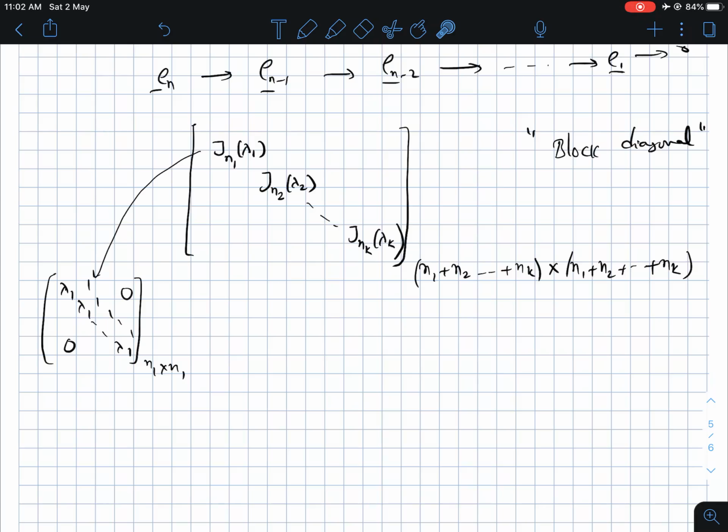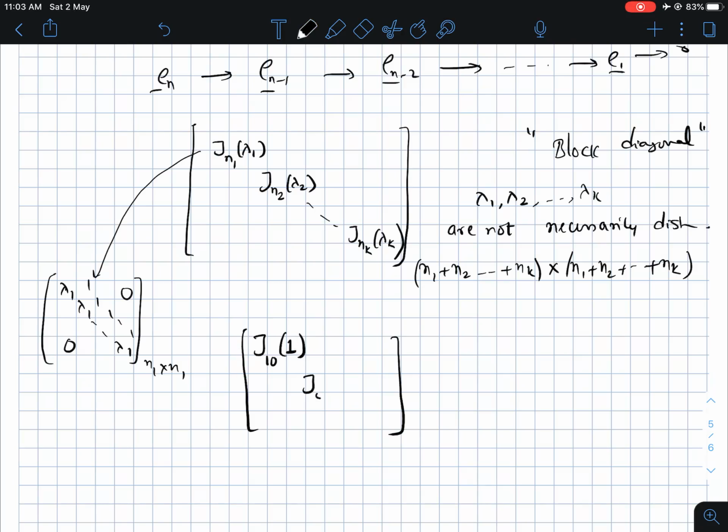But now let us try to understand some very interesting properties of this overall matrix. First of all, when I write a construction like this, I don't mandate the lambdas to be all distinct. So lambda 1 through lambda k are not necessarily distinct, meaning some of them can be the same. For example, you can have a matrix with a 10 cross 10 Jordan block for eigenvalue 1, a 5 cross 5 Jordan block for 1 here, and a 20 cross 20 Jordan block for 3 here.